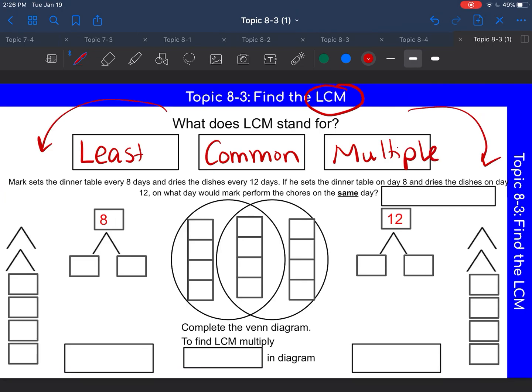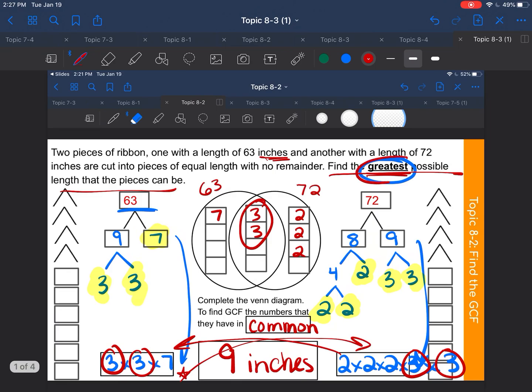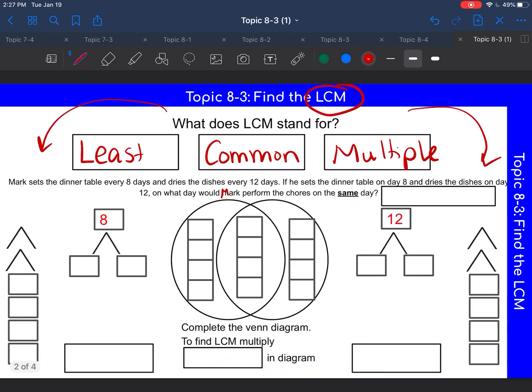It says, Mark sets the dinner table every 8 days and dries the dishes every 12 days. If he sets the dinner table on day 8 and dries the dishes on day 12, on what day would Mark perform the chores on the same day? Again, that should be a capital M. A key word for GCF was greatest. A key word for LCM is same, because think about it: to have something in common means to have something the same.